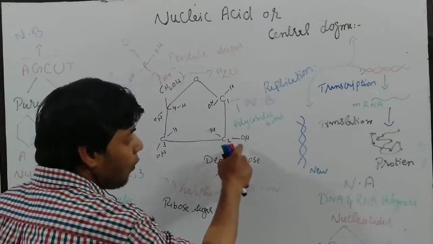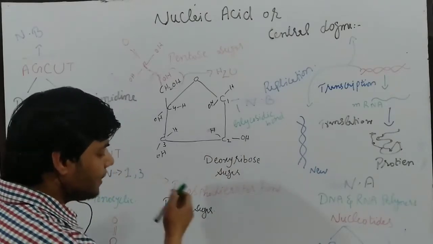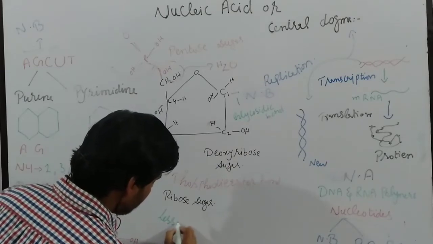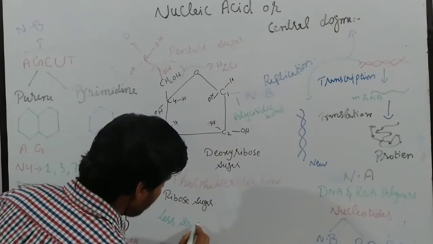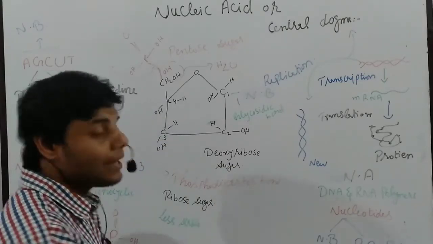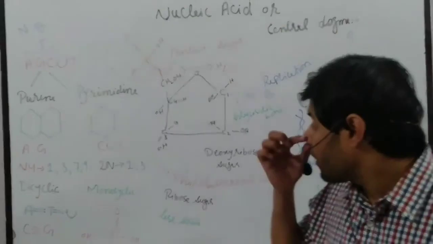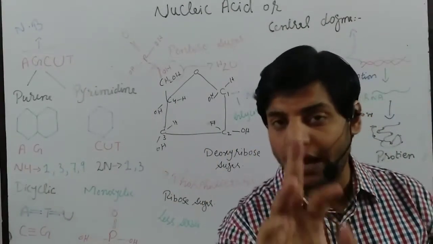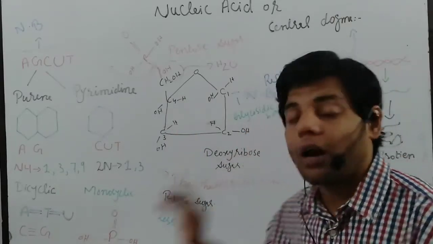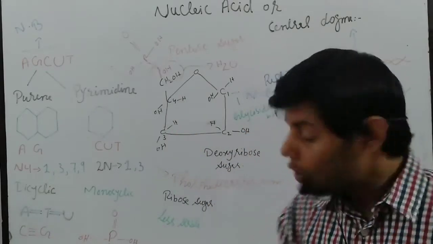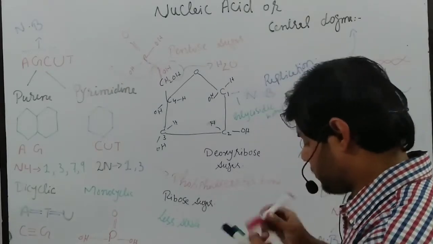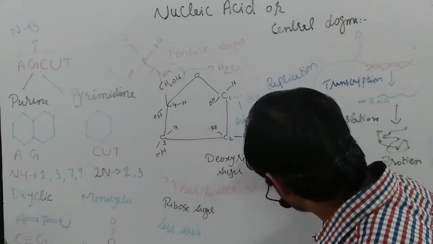Fine. Now that's why we can say that ribose sugar is less stable. So ribose sugar is always less stable. Fine. But DNA is more stable. Why? Because DNA has only one hydrogen. They have only 3 functional groups, and at carbon number 2 they have 1 hydrogen atom. So we call that they are more stable. They are usually more stable.